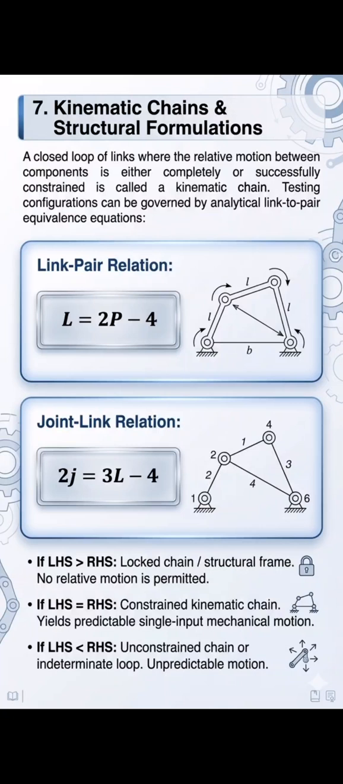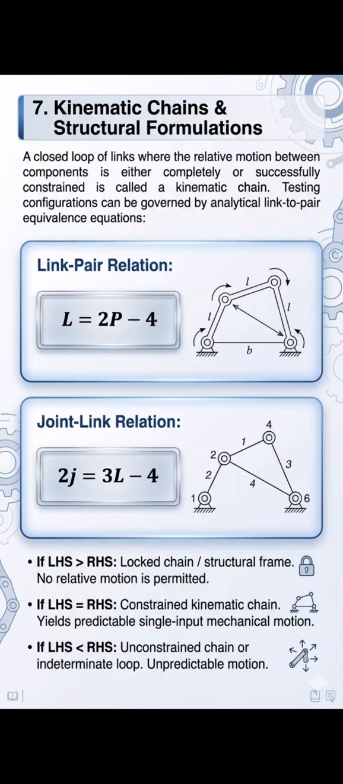Kinematic chains and structural formulation. A closed loop of links where the relative motion between the components is either completely or successfully constrained is called a kinematic chain. Its configuration can be governed by analytical link-to-pair equivalence equations. Link-pair relation: L is equal to P minus 4. Joint-link relation: 2J is equal to 3L minus 4.